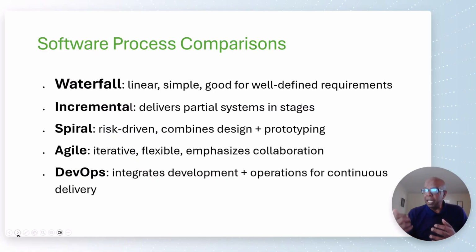Key thing there, I can give the users more of when things will be finished because I'm planning everything out at each step. Incremental delivers partial systems in stages. Can I tell the user? Maybe, maybe not, but incremental is a little different in that, since I'm delivering partial systems, it's going to be hard to give a final estimate on when things are going to be done. Spiral, risk-driven, combines designs and prototypes.